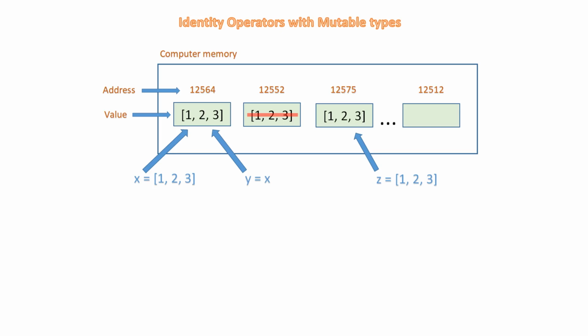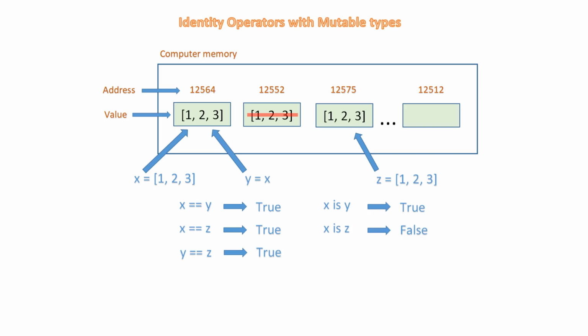Let's compare the value of x, y and z using the comparison operator. x == y, x == z, and y == z. The output of these commands will be true. When we use the identity operator, x is y, the output is true because x and y are referencing the same value. For the command x is z, the output is false because the addresses of x and z are different. Similarly, the output of y is z will also be false because the addresses of y and z are also different.